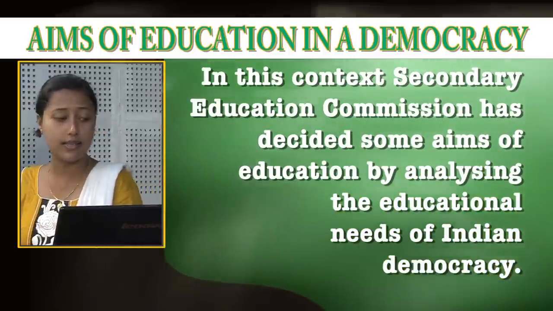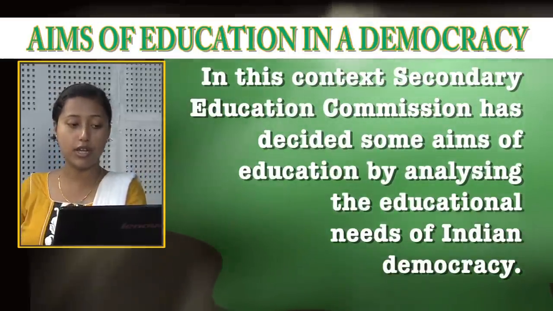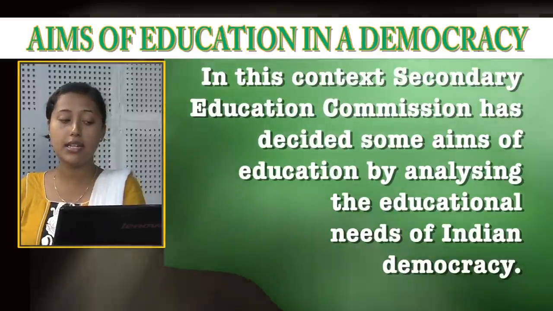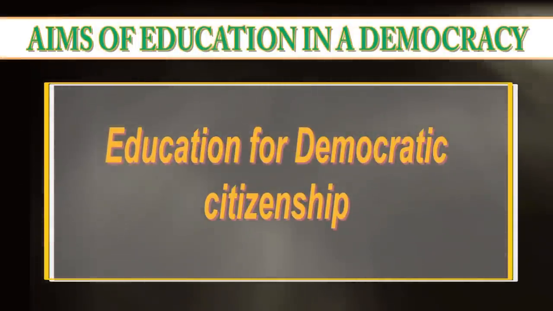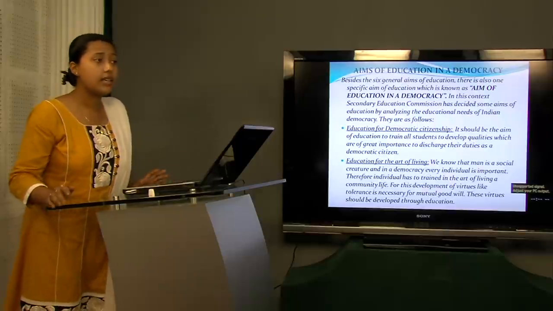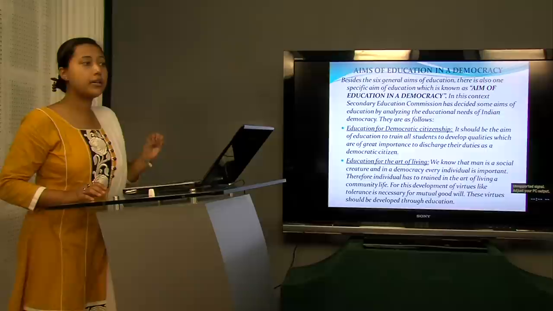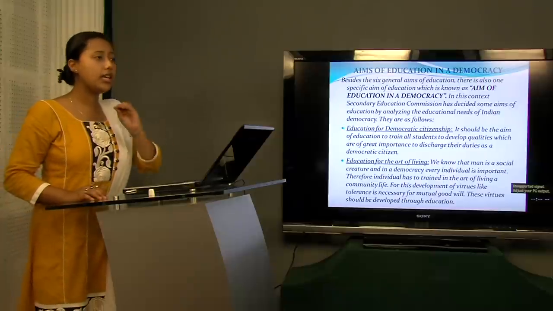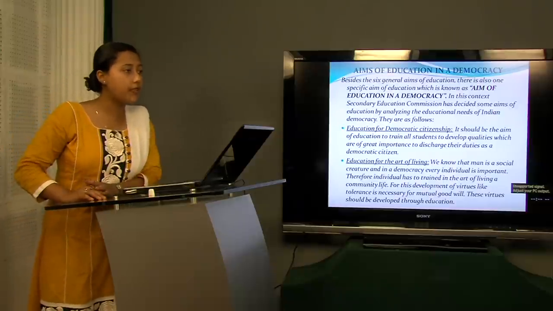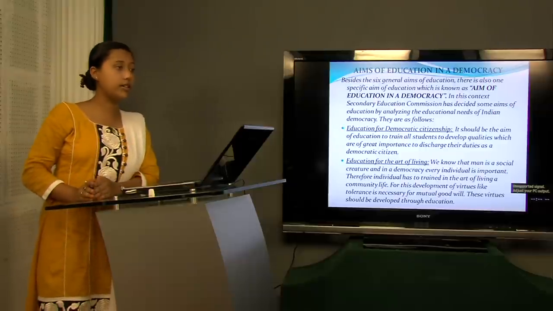In this context, the Secondary Education Commission has decided some aims of education by analyzing the educational needs of the Indian democracy. These are as follows. Firstly, education for democratic citizenship. It means that education should be provided to every individual to build up the character of a good citizen. Education in every institution must be provided so that every child can build up their personality as a good citizen of the country.